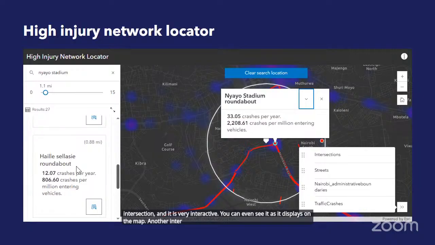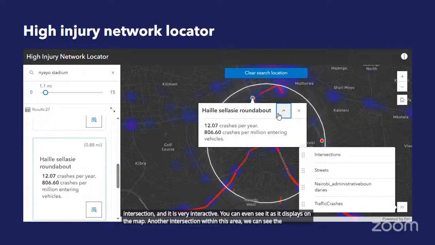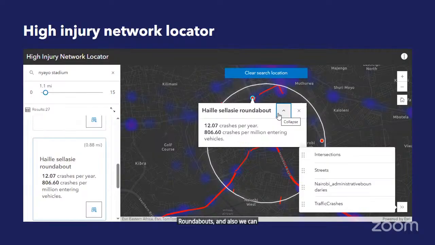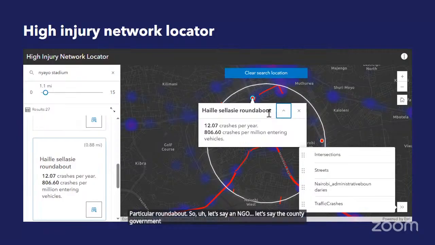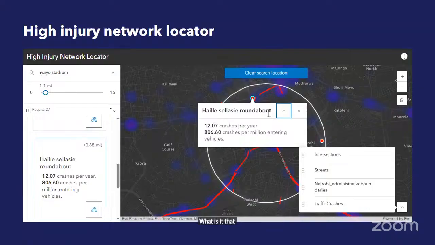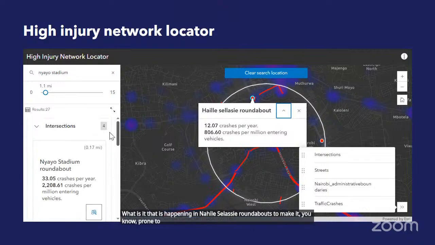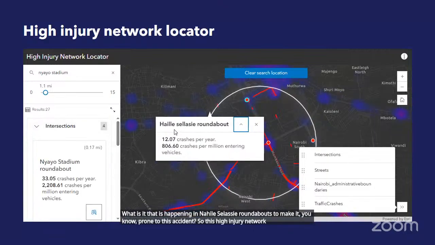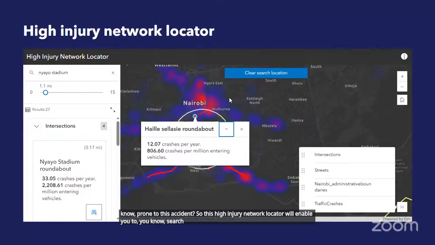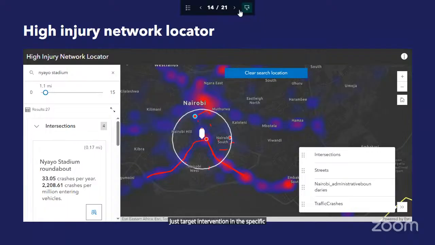Another intersection within this area, we can see the Haile Selassie roundabout. And also we can see the total number of crashes. This is the rate of crash in this particular roundabout. So let's say an NGO, or the county government, would want to understand what is happening in Haile Selassie roundabout that makes it prone to accidents. So this high injury network locator will enable you to search the addresses and just target intervention in the specific area that you want to study. So that is it for the high injury network locator.